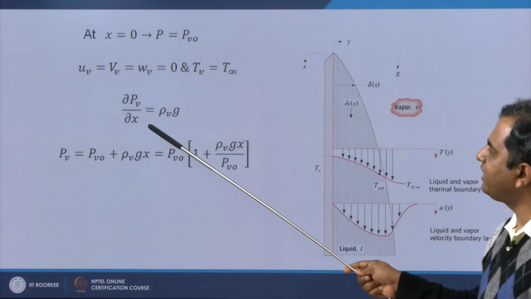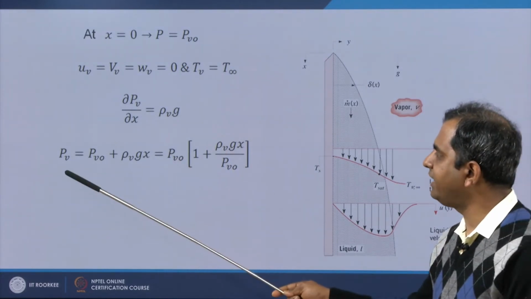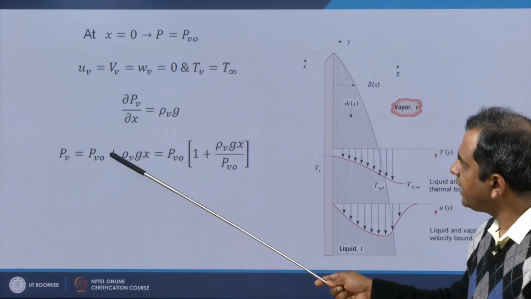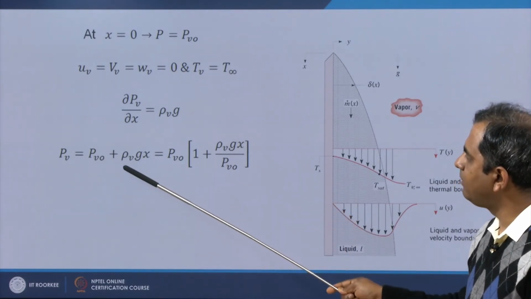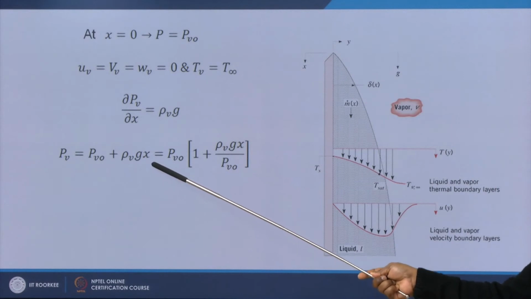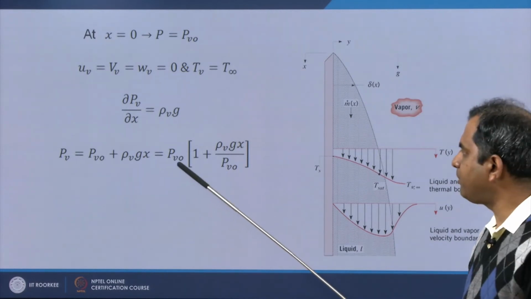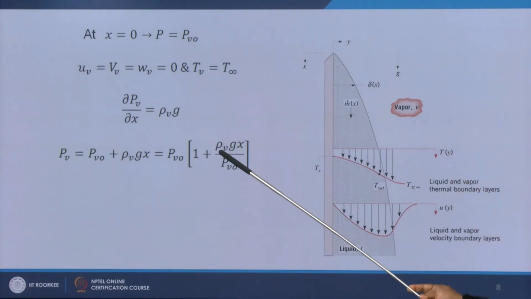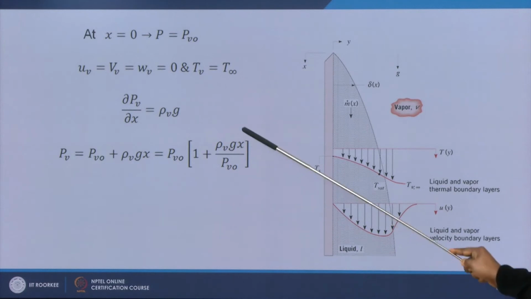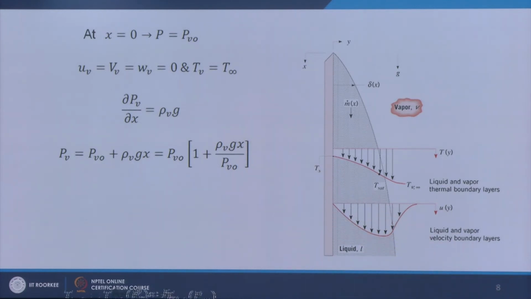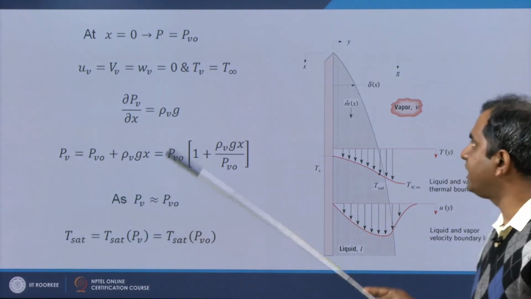Now, if you integrate this, you will find P_v equals some constant. If you apply the boundary condition, that constant becomes P_v0 plus ρ_v g x. Now, if you take P_v0 common, it becomes 1 plus ρ_v g x by P_v0. Near the leading edge, x is very small, so we can neglect this part and write P_v equals P_v0 near the leading edge.